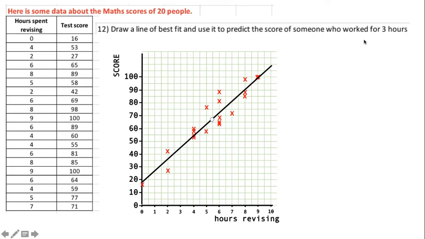And predict the score of someone who worked for 3 hours. So there's 3 hours, and if I read up from 3 hours to the line, I can predict that that person might be expected to get a score of around 45 in the test. Now, it doesn't guarantee that, it's just an estimate of what they might expect to achieve, but of course there is random variation of the real data around that line.